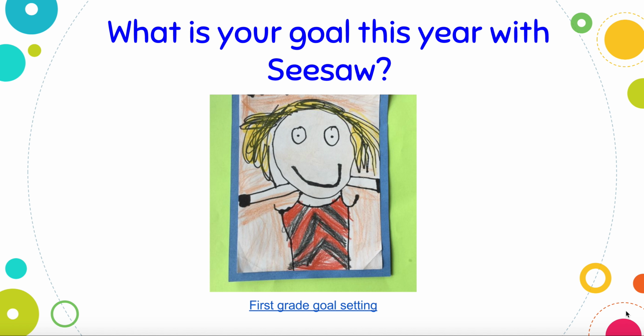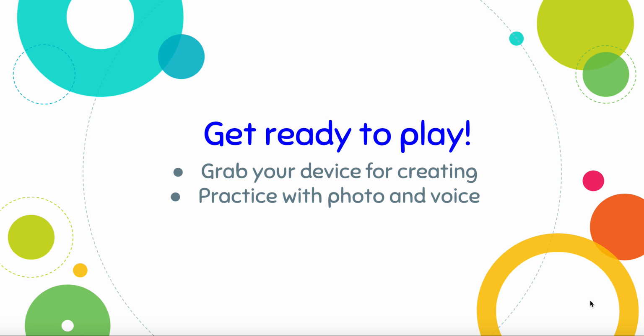So what I want you to do is actually take a moment and think about your Seesaw goal for this year. And I have an example here of a 1st grader setting their goal for 1st grade. But I want you to get ready. Again, we're going to play along as a student and grab that device for recording. And you are going to practice with photo and voice right now.